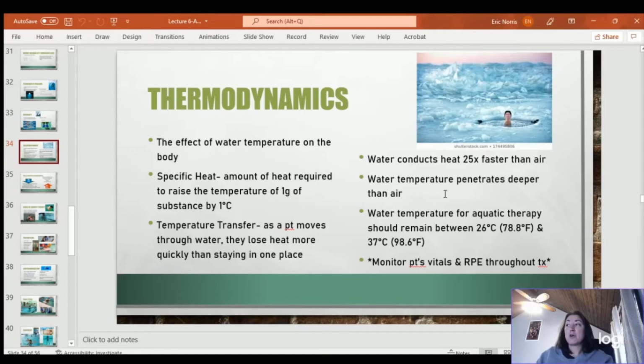Water temperature for aquatic therapy should be between 78.8 degrees Fahrenheit and 98.6 degrees Fahrenheit. It should be pretty warm. You do not want to jump in some ice cold water.